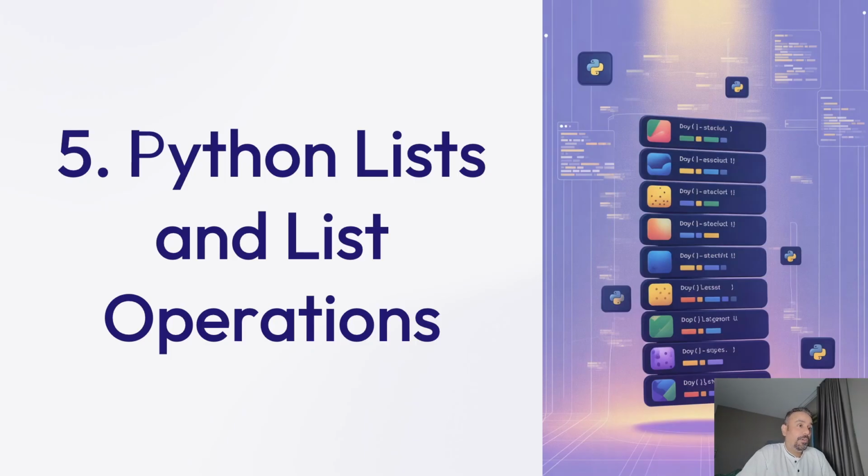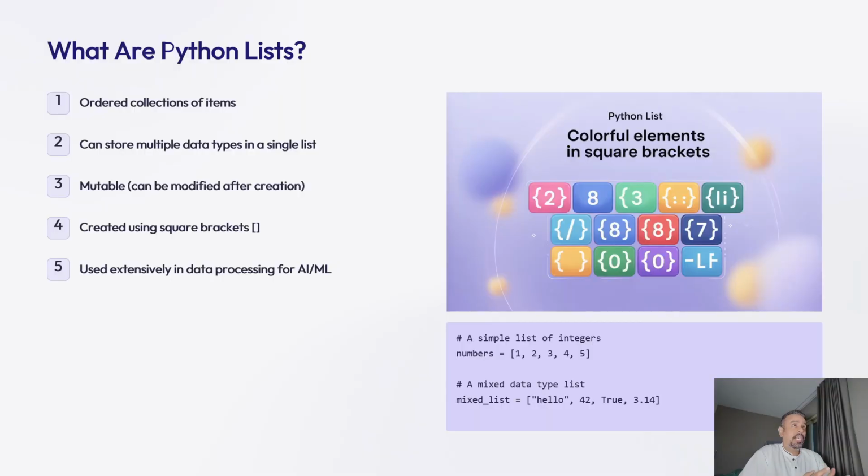Welcome to our fifth video in our Python for Artificial Intelligence and Machine Learning series. Today we will explore Python lists, one of the most versatile and commonly used data structures that will be essential for our artificial intelligence and machine learning journey. Lists allow us to store collections of data, which is critical when working with datasets and features like vectors in AI applications. So let's understand what a list is.